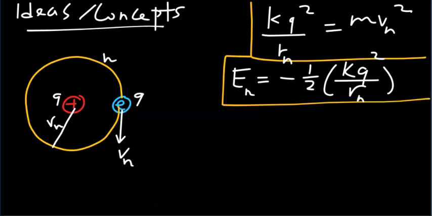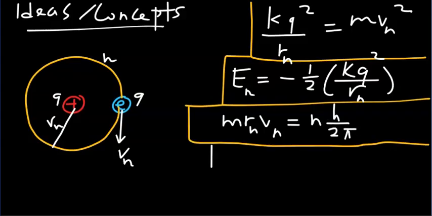To these two expressions, let's include the quantization of angular momentum, which is m times r sub n v sub n equals n h over 2 pi. This h over 2 pi can be written as h bar. So the quantization of angular momentum of that electron can be written as n times h bar.